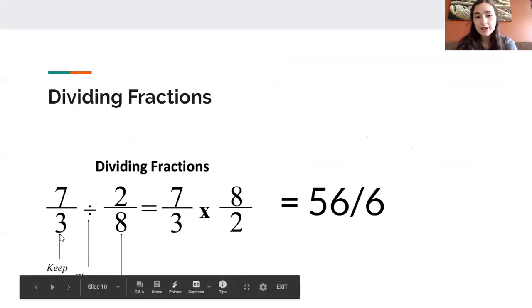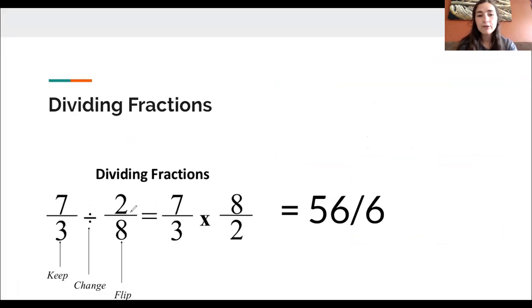And if you need a little bit more here, let's look at one more example. We have 7/3 divided by 2/8. So we are going to keep, change the sign from division to multiplication, and we're going to flip the 2/8 into 8/2. Okay, and then we multiply across. 7 times 8 is 56. 3 times 2 is 6.